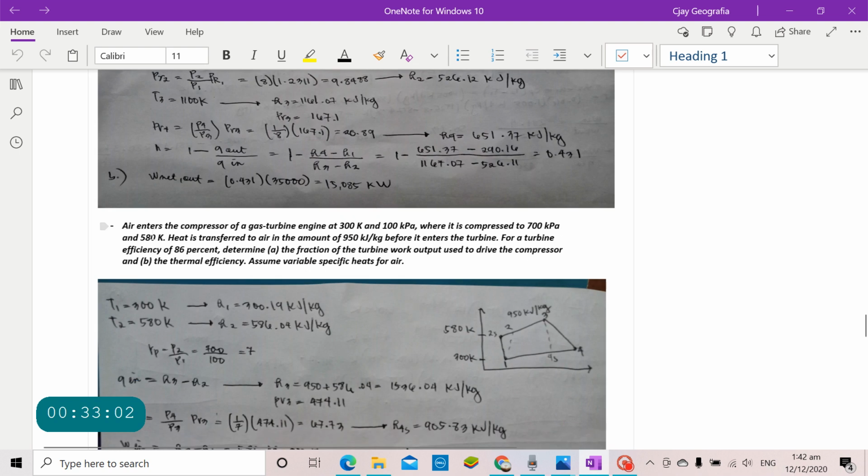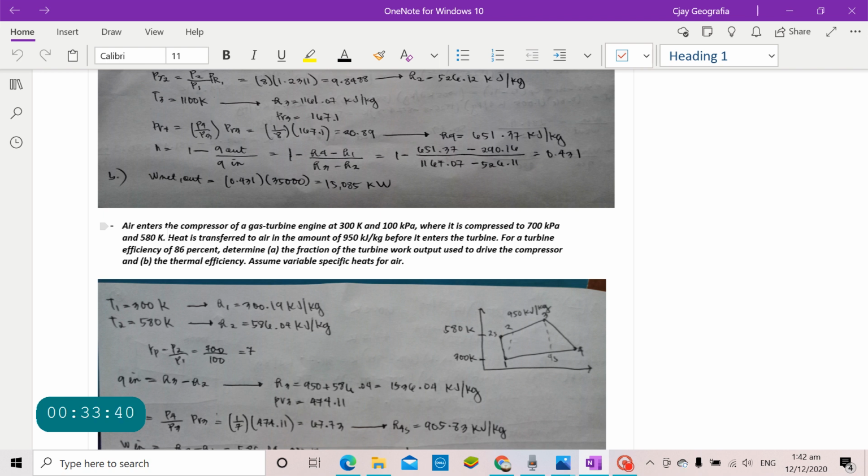And next problem: air enters the compressor of a gas turbine engine at 300 K and 100 kPa, where it is compressed to 700 kPa and 580 K. Heat is transferred to air in the amount of 950 kJ/kg before it enters the turbine. For a turbine efficiency of 86%, determine A, first, the fraction of the turbine work output used to drive the compressor, and for B, the thermal efficiency. Assume variable specific heat of air.